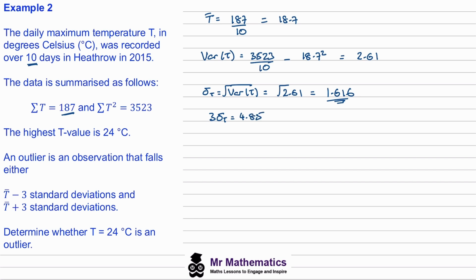Okay? So to find the accepted values, we'll draw a scale. We'll have the central value as the mean, and then 3 standard deviations above this will be 23.55, and 3 standard deviations below it will be 13.85. And then we can see that the temperature would fall around here. So I'll mark this with a cross, and this will be 24. So we can say that since the 24 is greater than 3 standard deviations plus the mean, 24 is an outlier.